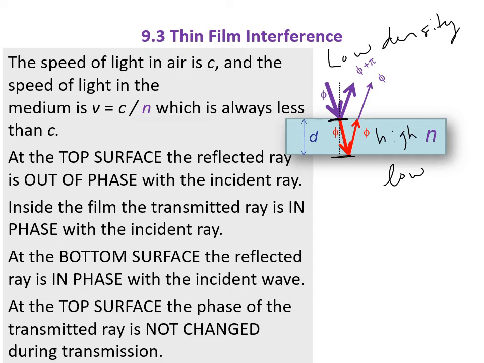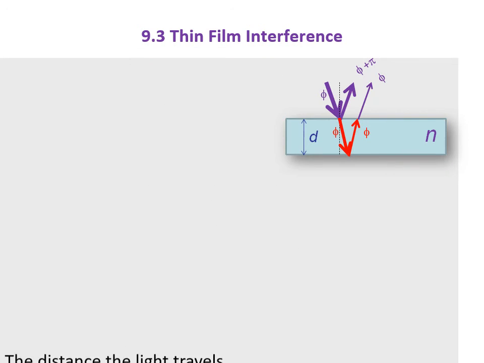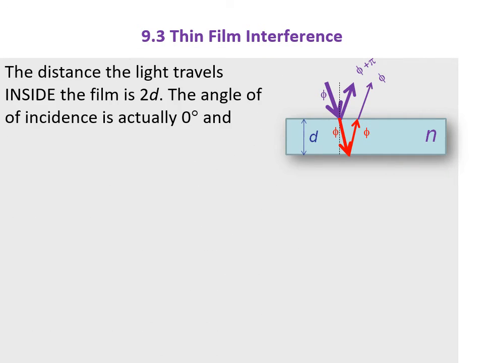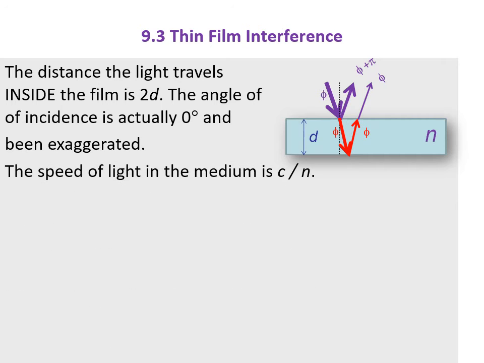Inside the film, the light has actually traveled a distance of 2 times d. That should make sense. The light traveled down and back up. The angle of incidence is actually 0 degrees from the normal line. And again, I stress that this angle has been exaggerated just to make it easy to see.